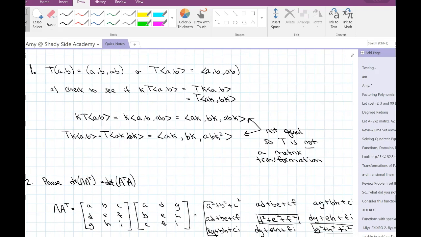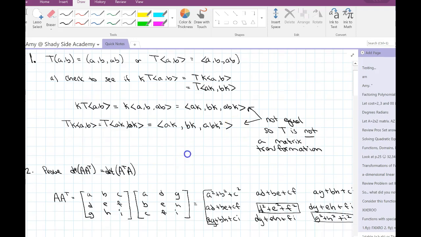Here's number one. This is the transformation T. I just wrote it in vector form, and what I'm doing here is going through the conditions of linearity. Here's the first condition. Check to see if K times the transformation equals the transformation of K times the vector. I made a note that this is the same thing as this. All I did was work through K times T and T of K times V, and I saw that they are not the same. So T is not a matrix transformation or a linear transformation.